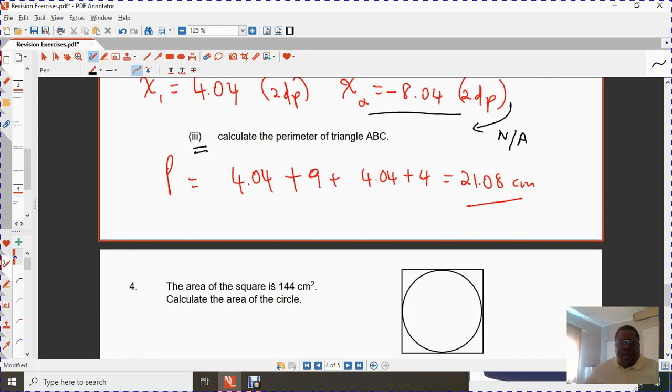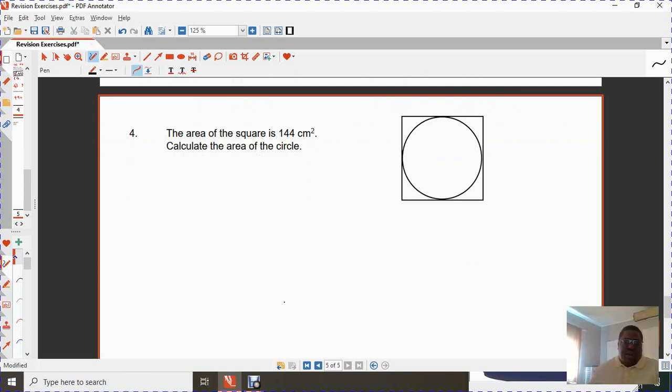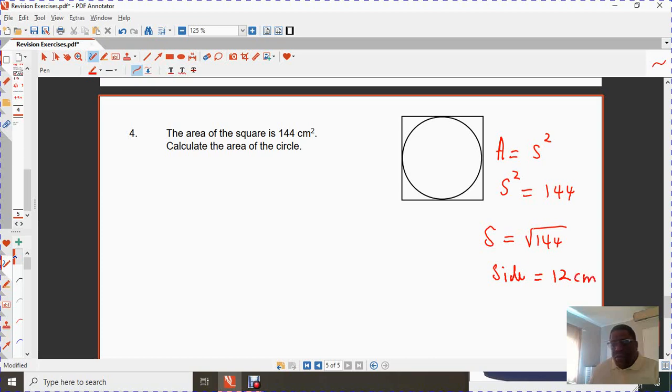So I have a last question here. We are told in this question that the area of a square is 144 square centimeters, and you're supposed to find the area of the circle. You can see the circle is inscribed, it's inside the square. We know that the area of a square is side times side. So what times what gives us 144? In order for us to find the side, we need to take the positive root. So we know now that the side of the square is nothing but 12 centimeters.